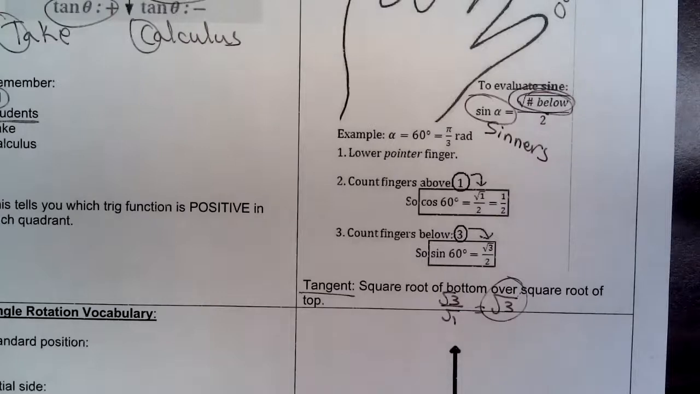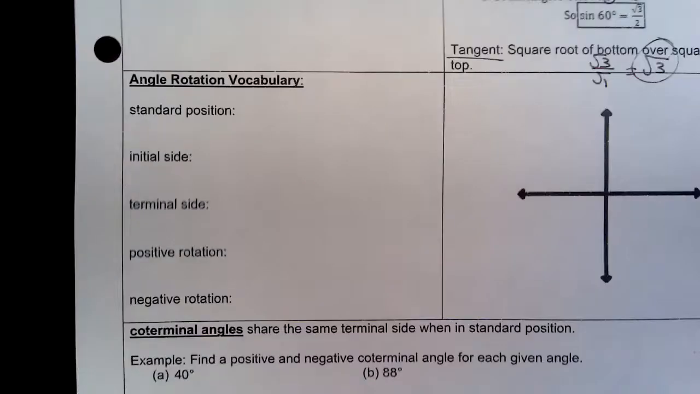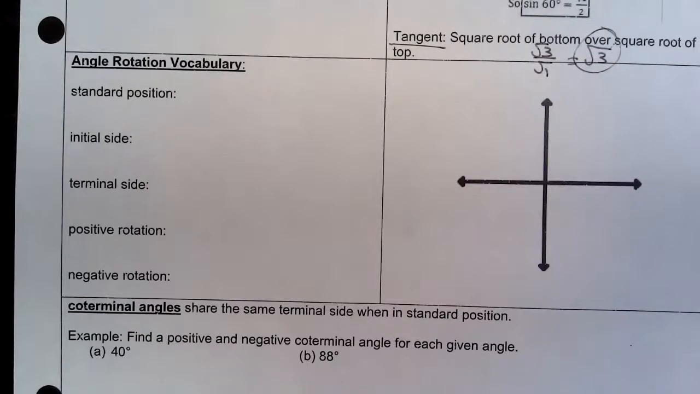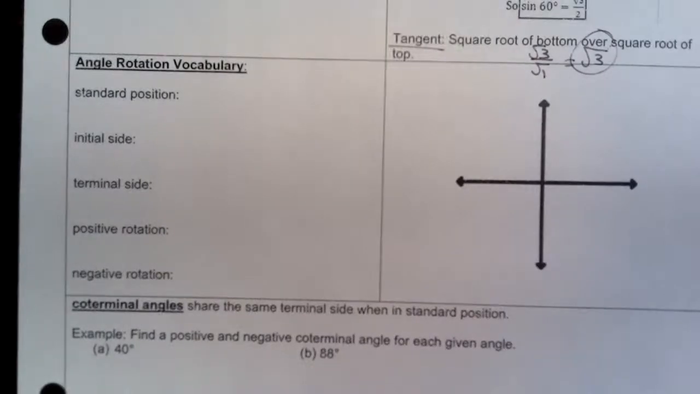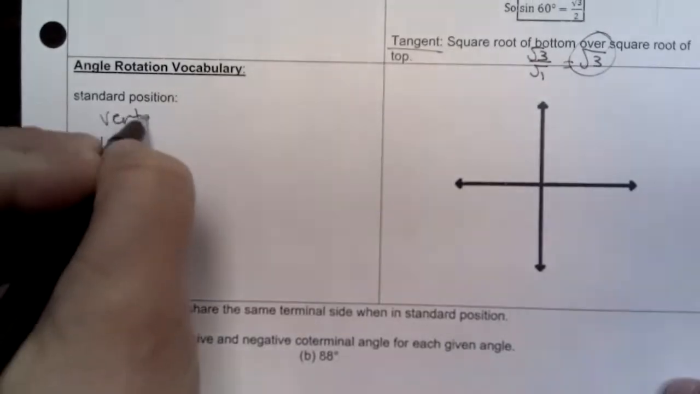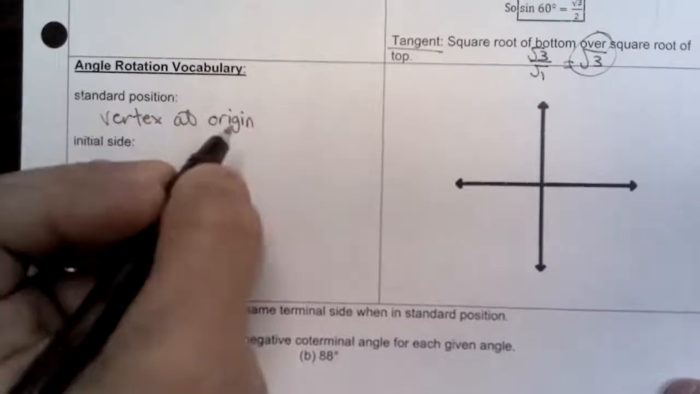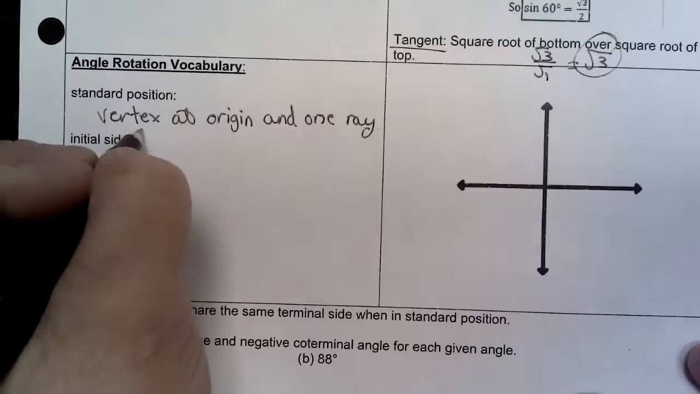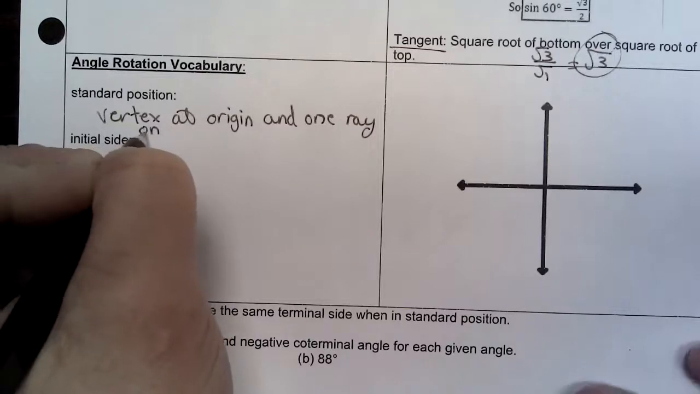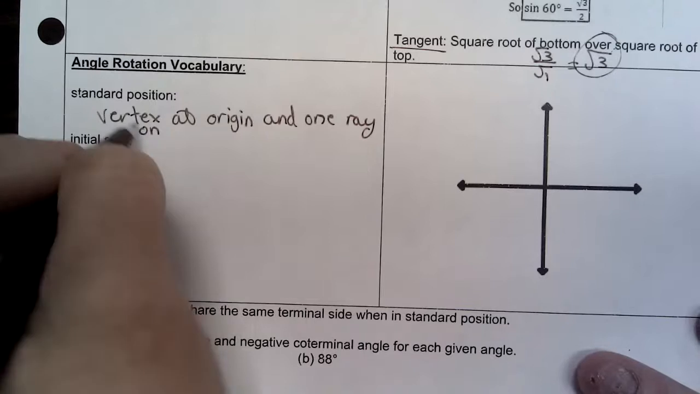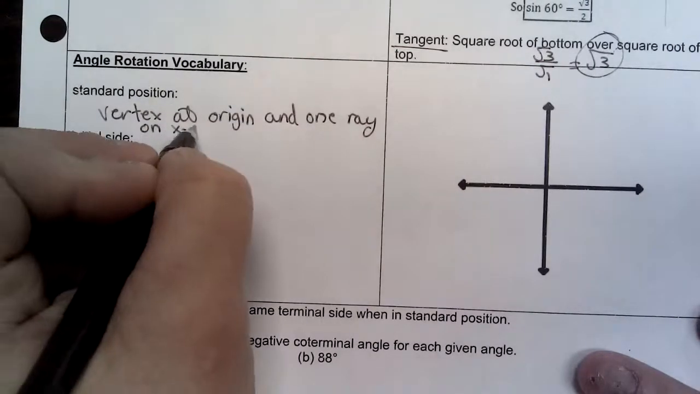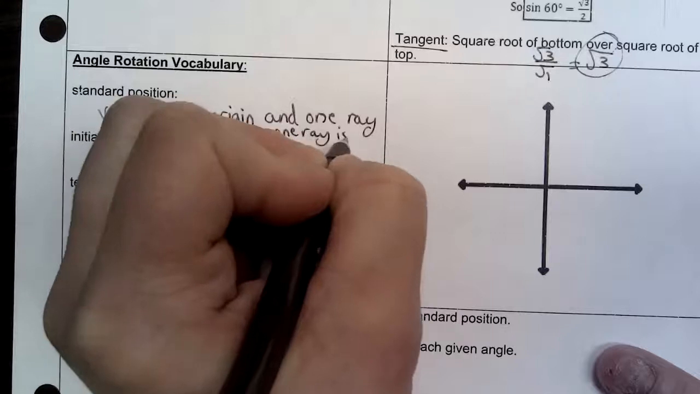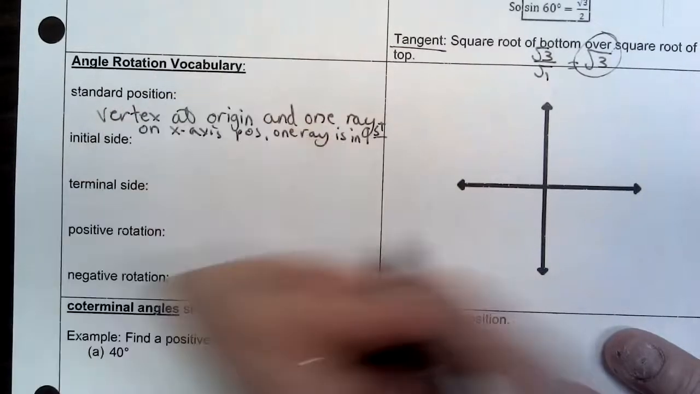All right, so we have a little bit of rotation vocabulary to talk about, and then we will be done. This isn't going to take too much longer. So a couple of things. We have standard position. Standard position is where the vertex is at the origin, one ray is on the positive x-axis, okay? And then one ray is in the first quadrant. Okay, so let's draw a picture.